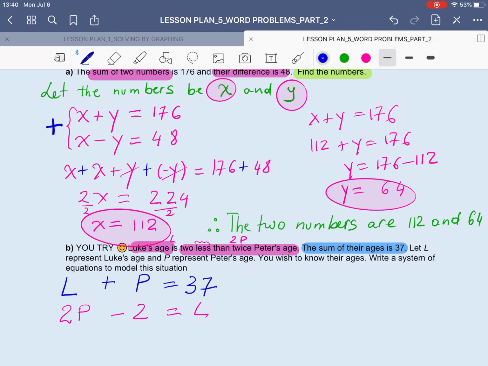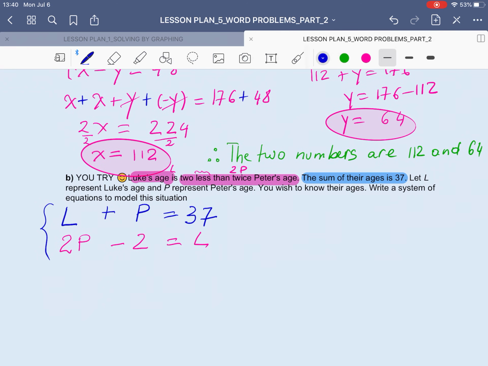And then we have our system ready to go, and we can solve the system of equations. Now, in this particular question, we are not asked to find their ages. The only question asked in this case is to write a system of equations to model the situation. We're going to take it a step further and obviously solve the system. Remember that when I use elimination, again, I'm going back to my favorite method, we need to line up the variables. So as you see here, the variables aren't lined up. We have L and P here, P and constant, constant and L.